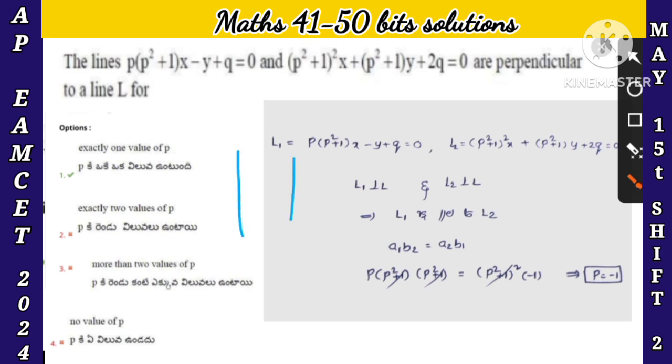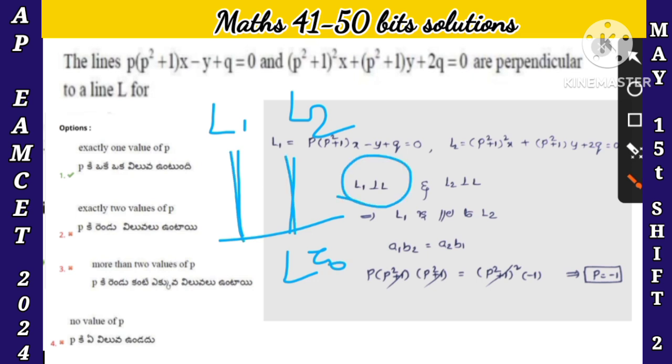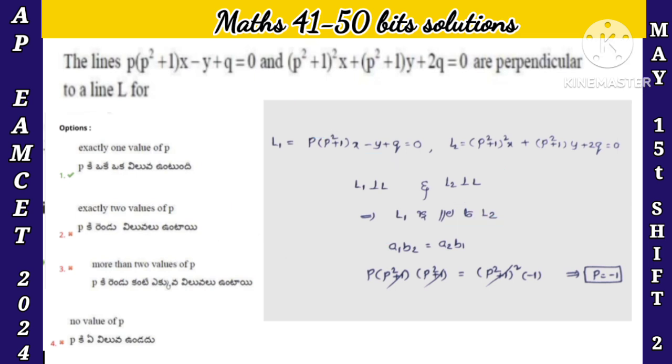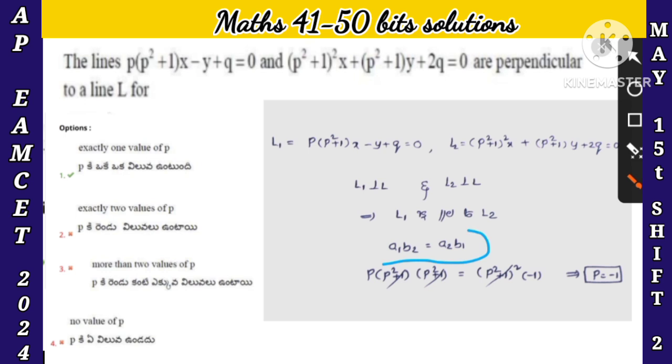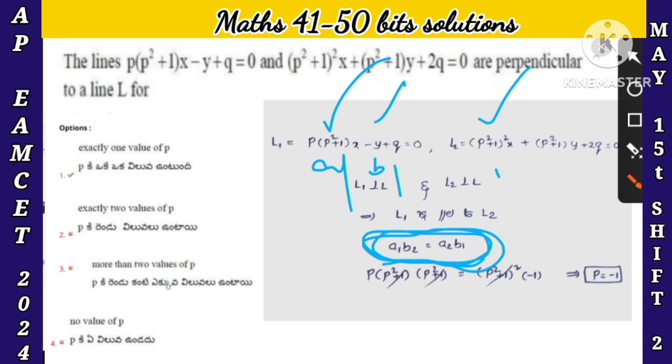Very simple logic. If two lines are perpendicular to a common line, then the two lines are parallel to each other. Now what is the condition? L1 is perpendicular to L, L2 is perpendicular to L, then automatically L1 is parallel to L2. Now what is the condition for parallel lines? a1b2 is equal to a2b1. This is a1, b1 is equal to minus 1. This is a2, b2 is equal to p² plus 1.